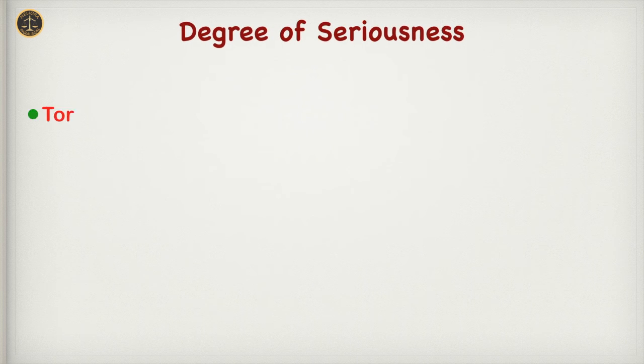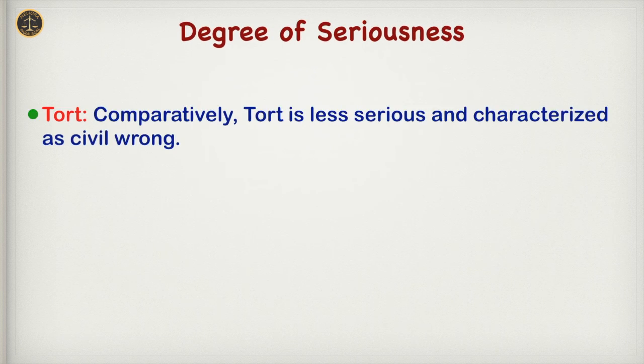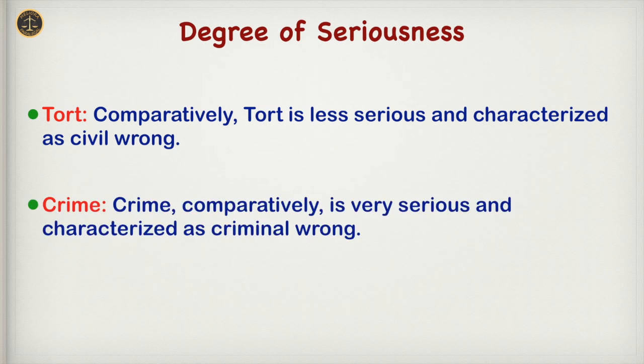Next, based on degree of seriousness. Comparatively, tort is less serious and characterized as civil wrong. It affects only one person. On the other hand, crime comparatively is very serious and characterized as criminal wrong. It affects society at large.